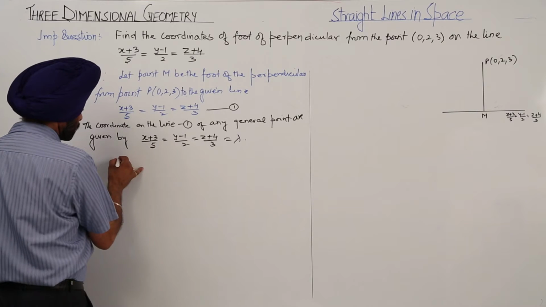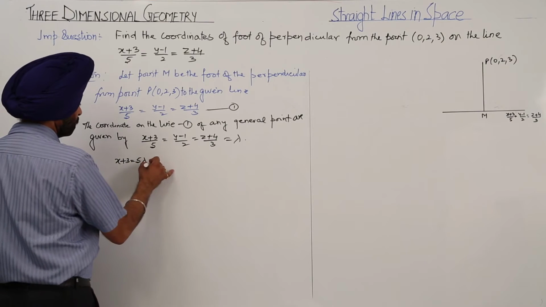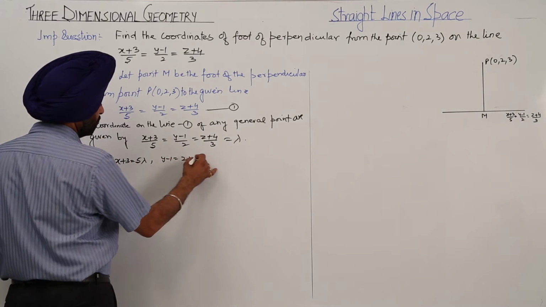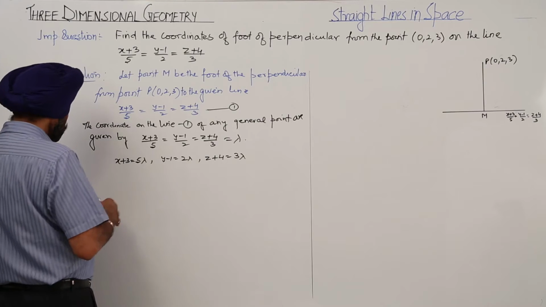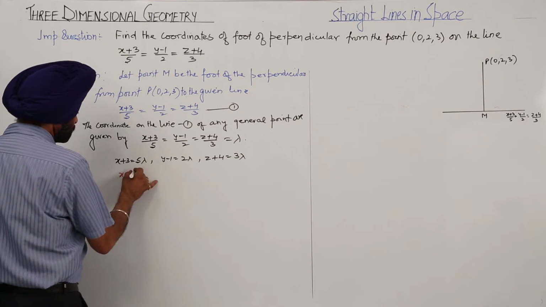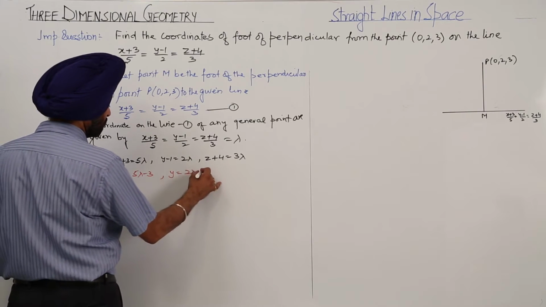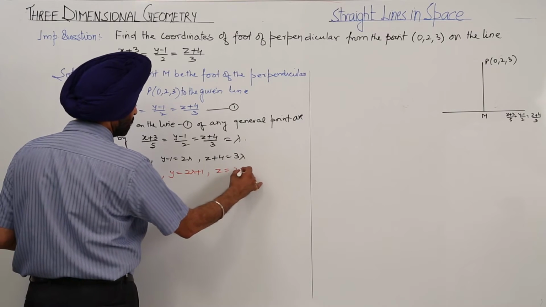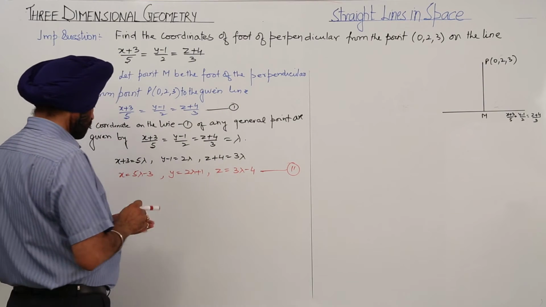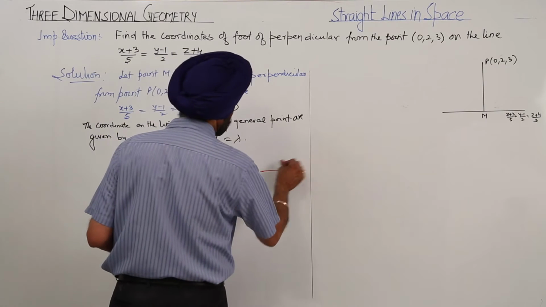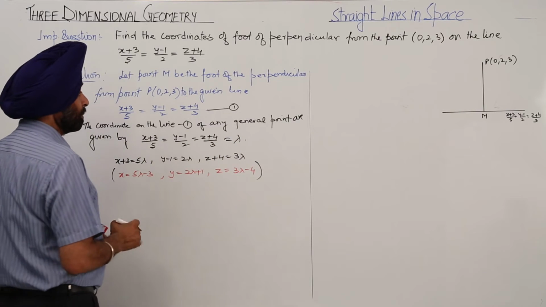So, solving this one, we can write x + 3 = 5 lambda, y − 1 = 2 lambda and z + 4 = 3 lambda, or x = 5 lambda − 3, y = 2 lambda + 1 and z = 3 lambda − 4. Let this be equation number 2. Okay, these are the coordinates.